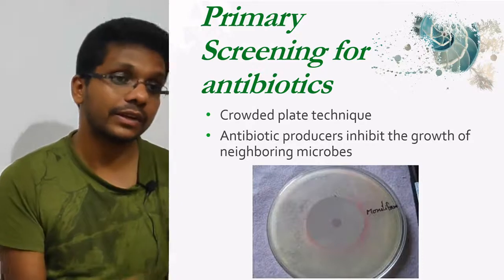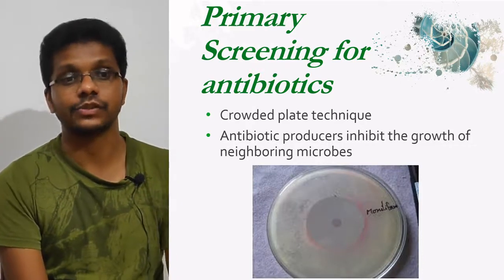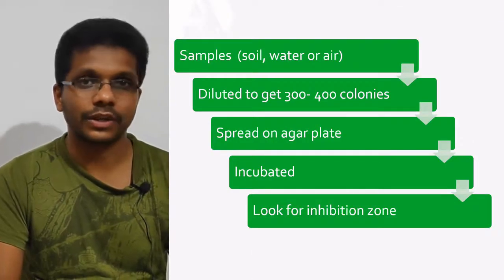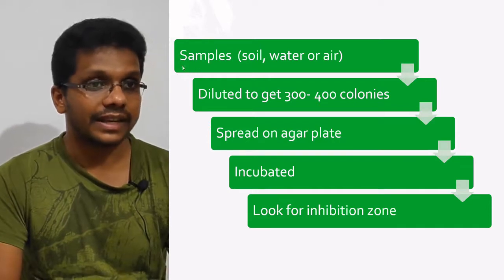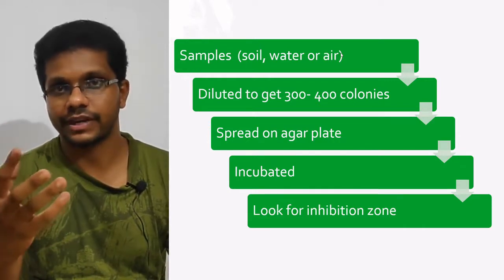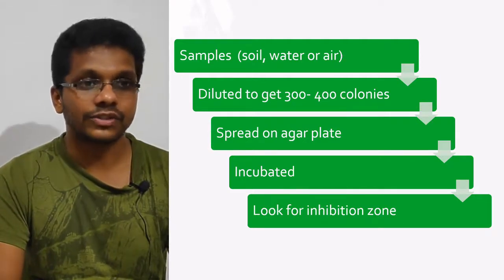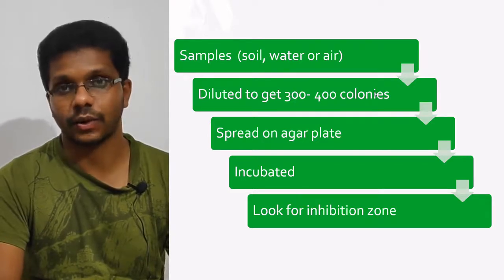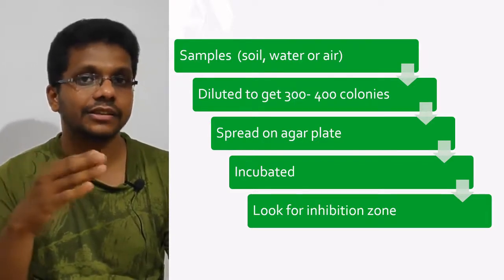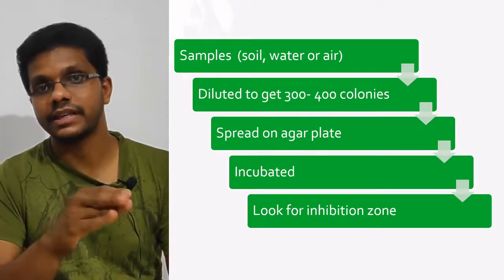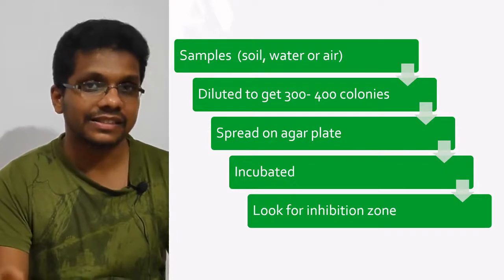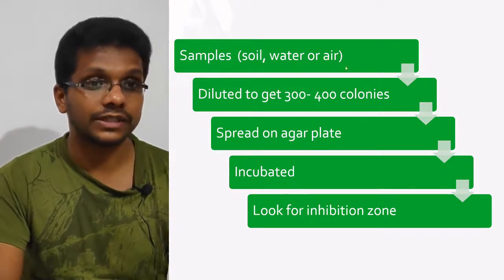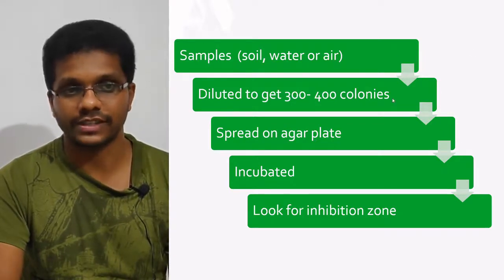So I'm going to talk about a method which is called the crowded plate technique, which is used for the screening of antibiotic producing microorganisms. The steps of the crowded plate technique are very simple. We can take samples from soil, water, air, wherever you want. You just take the sample and go for serial dilution. We dilute in such a way that each plate has 300 to 400 colonies. Actually, when we are doing plating, we usually say that the number of colonies per plate should be between 30 to 300. But in this case, it's a crowded plate because the microorganisms should be crowded. So the dilution should give between 300 to 400 colonies per plate.